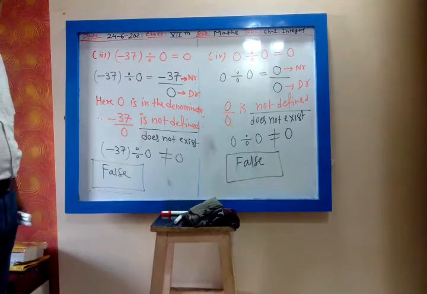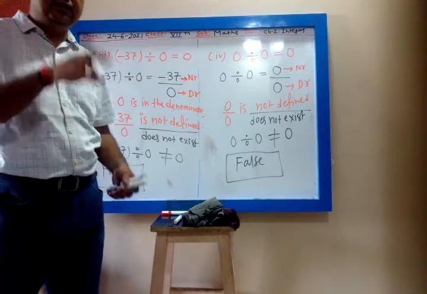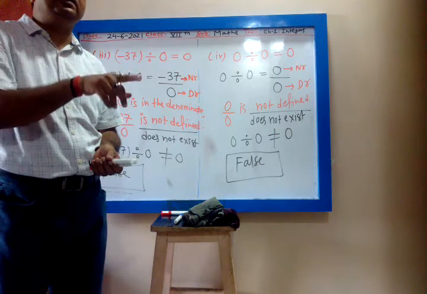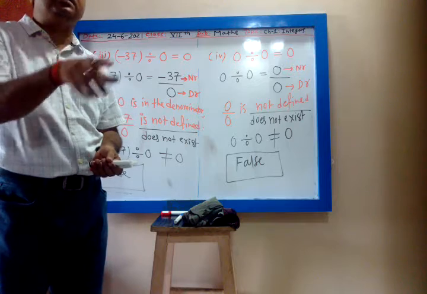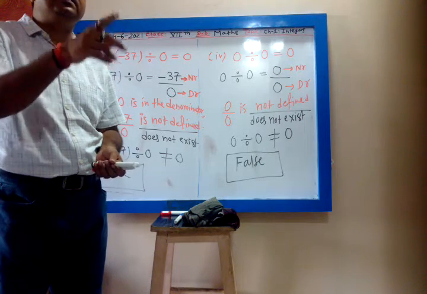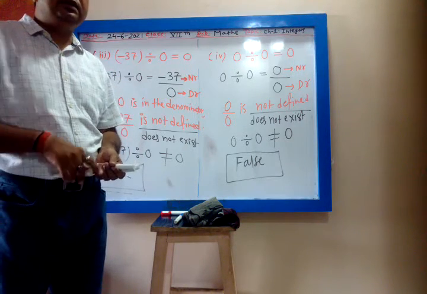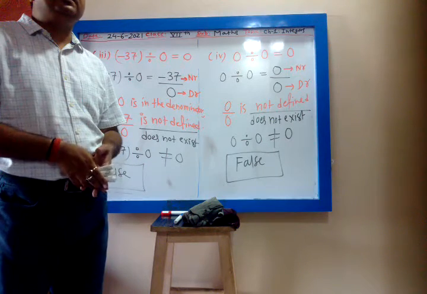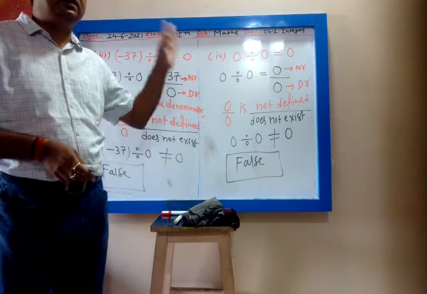Is it clear? So the value will be 0 whenever numerator is 0 and the denominator is any negative integer or any positive integer. In both cases it will be 0. And whenever numerator is 0 and the denominator is also 0, it is not defined. That division does not exist.